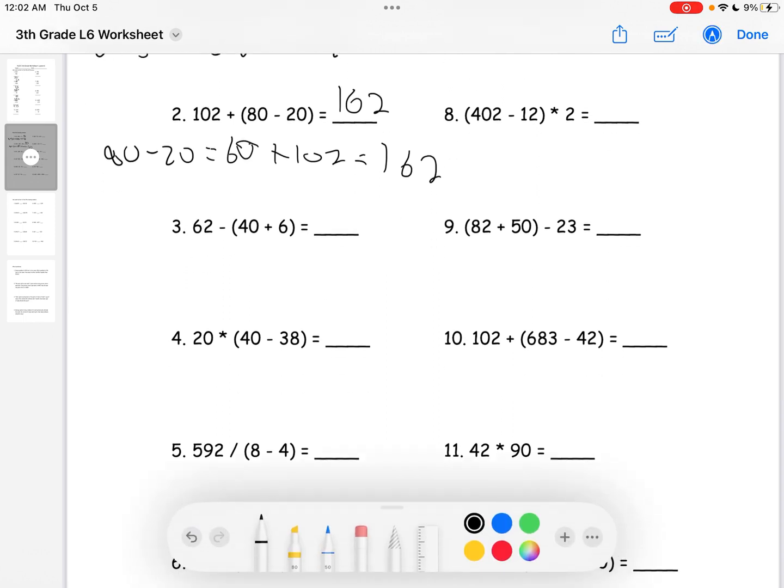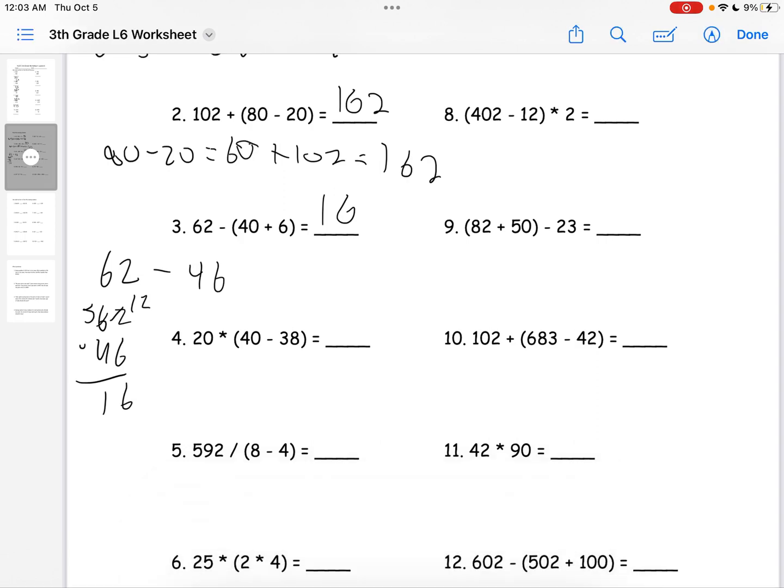We'll do one last question on this page. We'll do number 3. So since the 40 plus 6 is in the parentheses, we gotta do that first. So it'll be 62 minus 46. We gotta change it to a 5, change it to 12, 6, 1. The answer to question 3 would be 16.